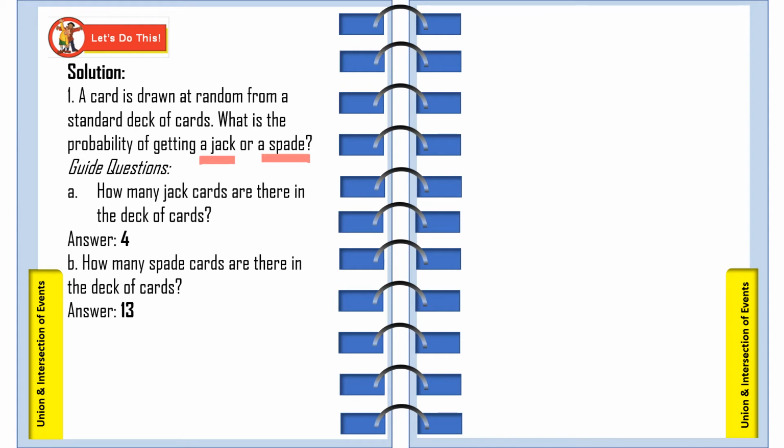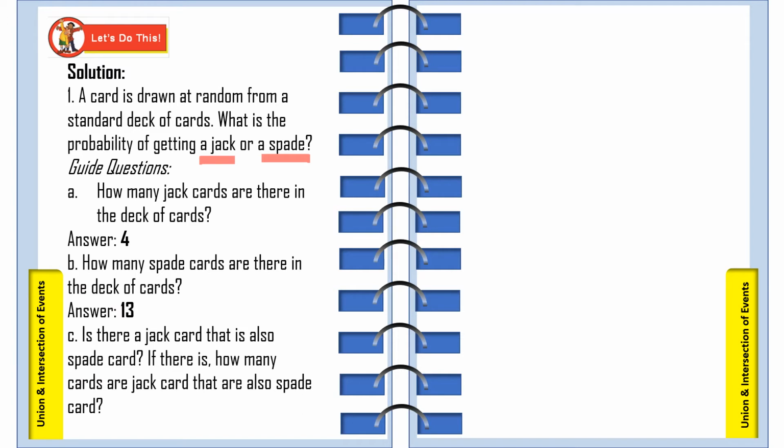So, lahat naman ng suits ay may tig-13. Kaya siya 13 times 4, 52 ang total cards natin. Next, is there a jack card that is also a spade card? If there is, how many cards are jack cards that are also spade cards?